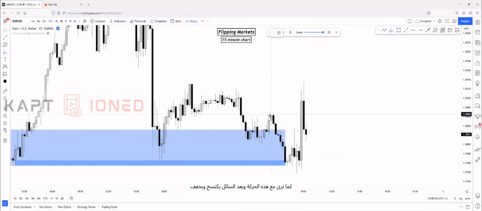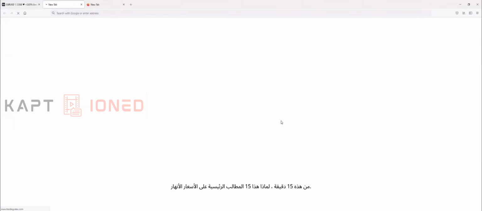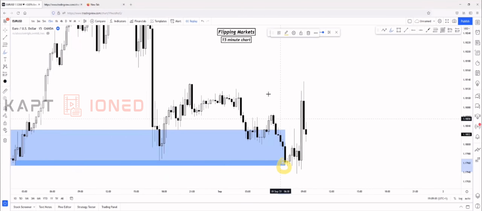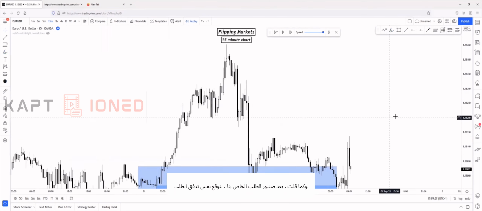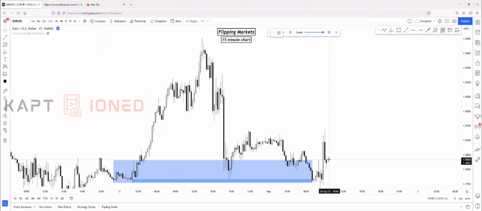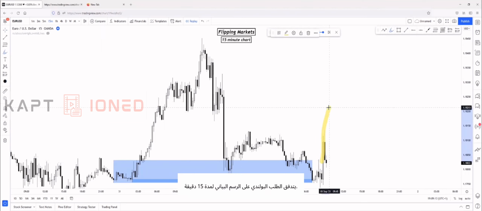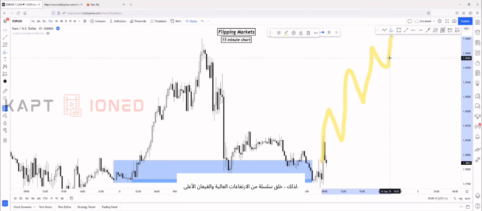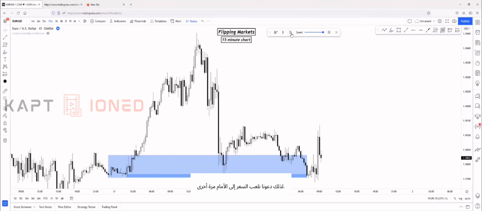And after a liquidity sweep and the mitigation of this 15-minute POI, this 15-minute demand zone, price reversed to the upside with a change of character here. And as I said, after the 4-hour demand tap, we'll expect the same order flow, the bullish order flow on the 15-minute chart, so creating a series of higher highs and higher lows. So let's play price forward again.